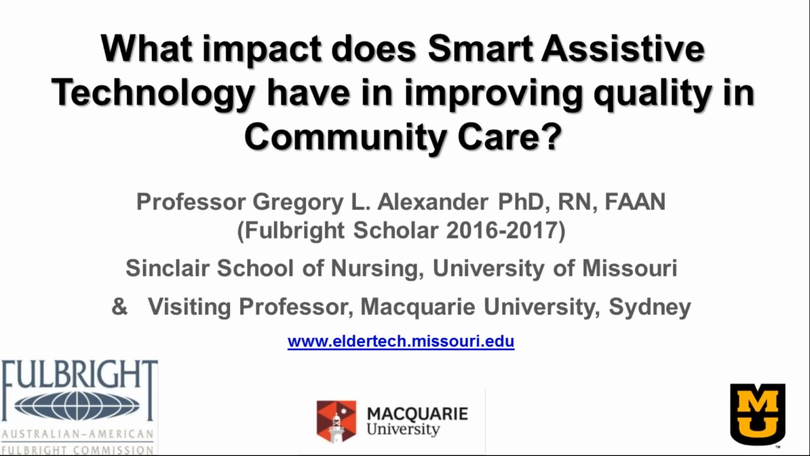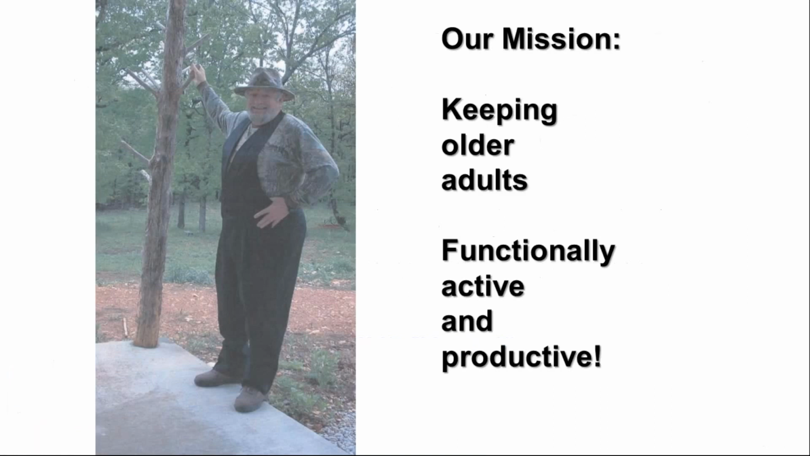I'm going to talk about smart assistive technologies and how they improve quality of life, and this comes from a project that I have in the United States where I'm working with a team of people. If you want more information, you can go to the link on this page, www.eldertech.missouri.edu. Eldertech stands for the Center for Eldercare and Rehabilitation Technologies, and we have a center that actually works on issues that I'm going to be talking about today.